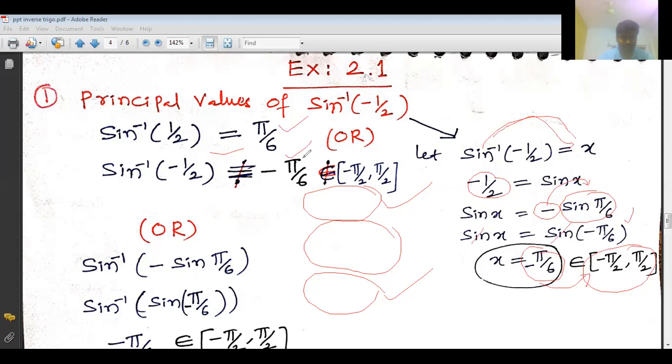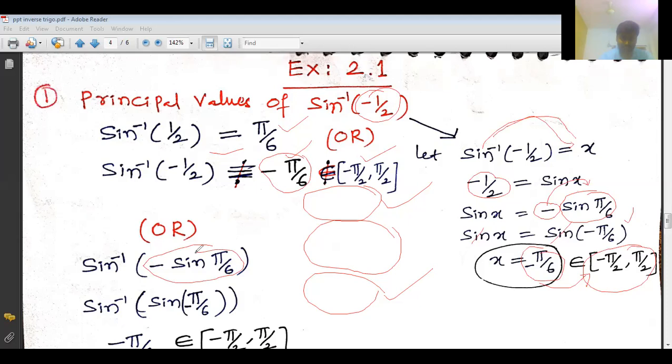But before taking minus pi by 6, we have to make sure that angle lies in our range or not. Lies in sine inverse range or not. Yes, so this angle is correct. Now in this also we can solve. See, this minus 1 by 2, I can write as minus sine pi by 6.